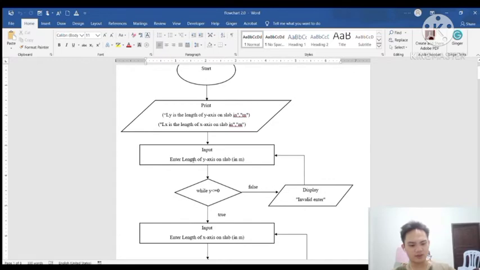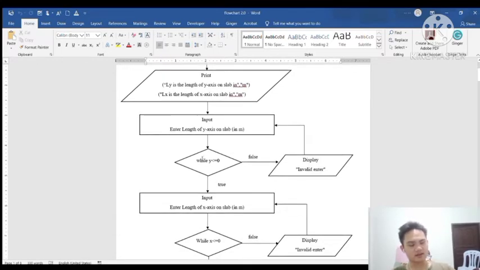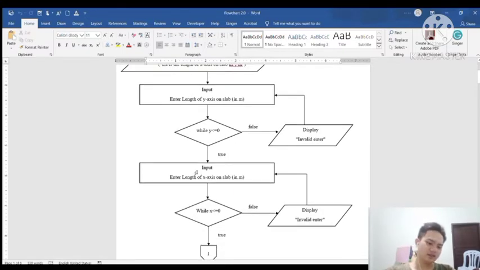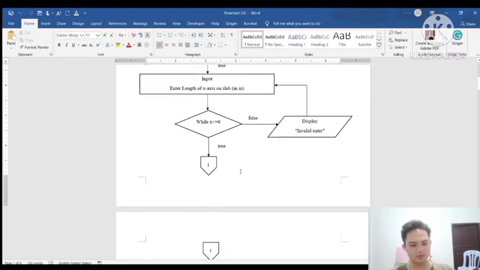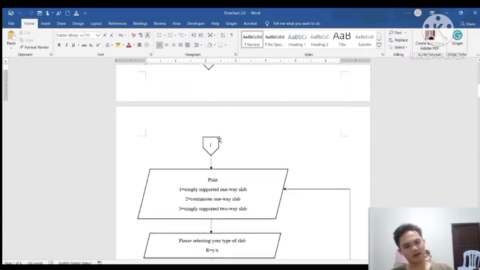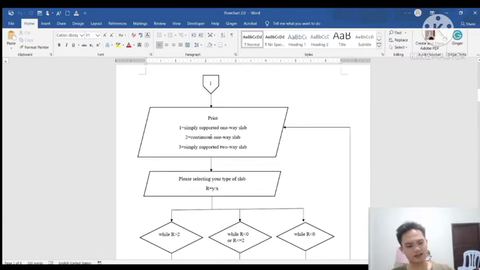We enter the length of the y-axis of the slab. Following the decision, if y is smaller than 0, we display an error and re-enter. If y is greater than 0, we continue with the input, entering the length for the x-axis of the slab. Next, if x is smaller than 0, we get the error and re-enter. If it is greater than 0, we go to the next input.